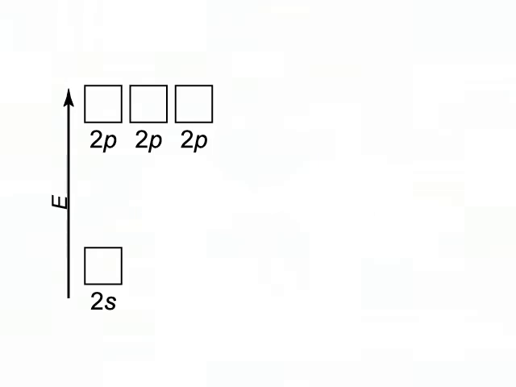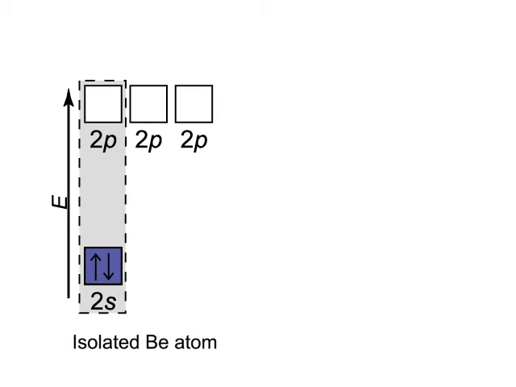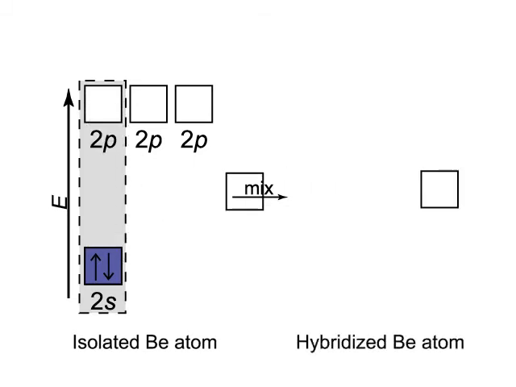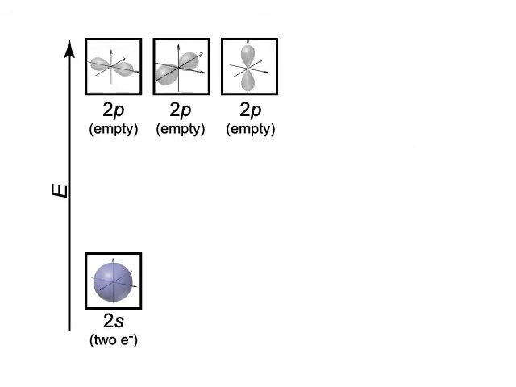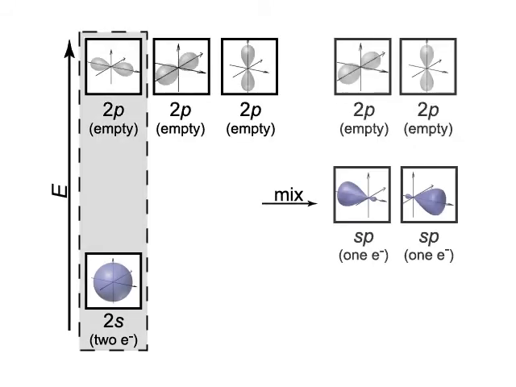First, we'll use box diagrams to depict hybridization and consider the central beryllium atom in the linear molecule BeCl2. The isolated Be atom has a filled 2s orbital and three empty 2p orbitals. In the process of hybridization, the 2s and one of the 2p's mix and form two sp hybrid orbitals. The two electrons from the 2s become distributed into the sp orbitals, one electron each with parallel spin. The two other 2p orbitals remain empty and unhybridized. Here is the same process in a box diagram that shows orbital shapes.